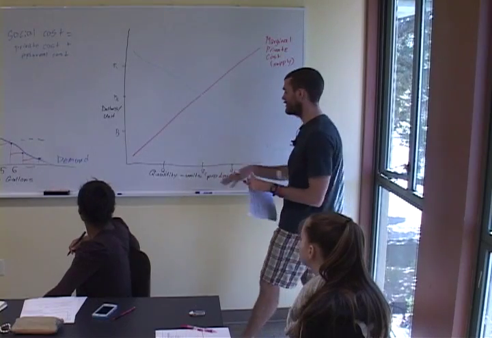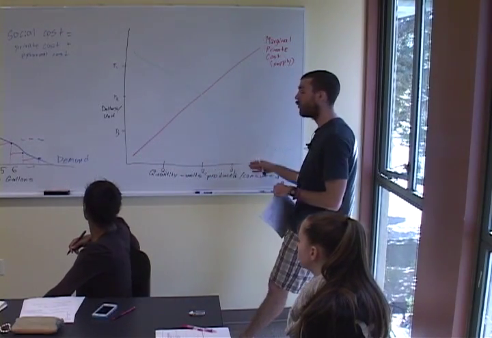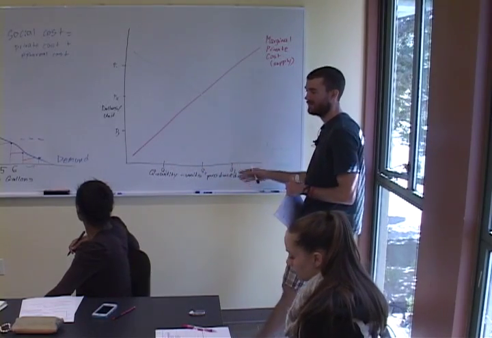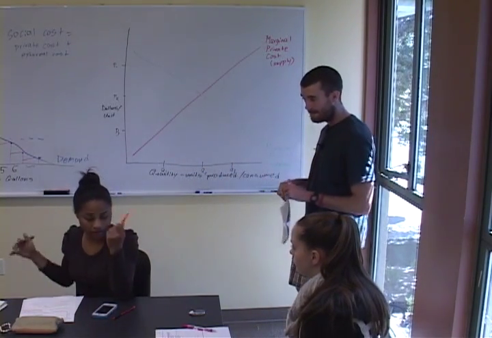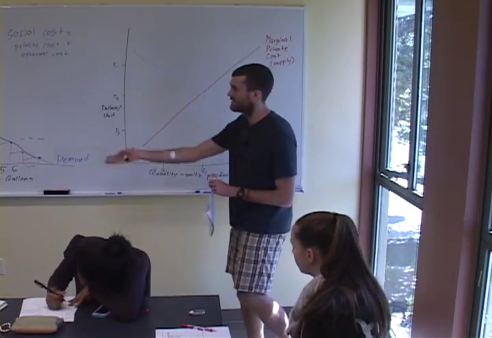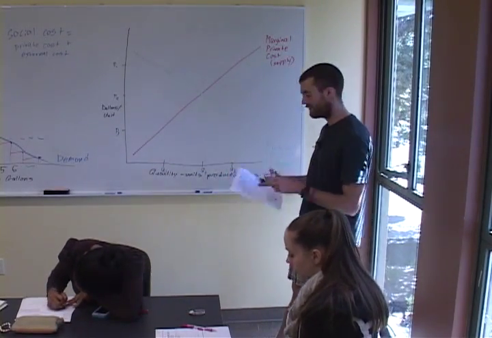Q2 is down here. This is just showing arbitrary quantities of production. So we could produce fewer, middle, even more, whatever we were producing at equilibrium. These could be packs of cigarettes, gallons of gasoline, units of electricity, anything like that.